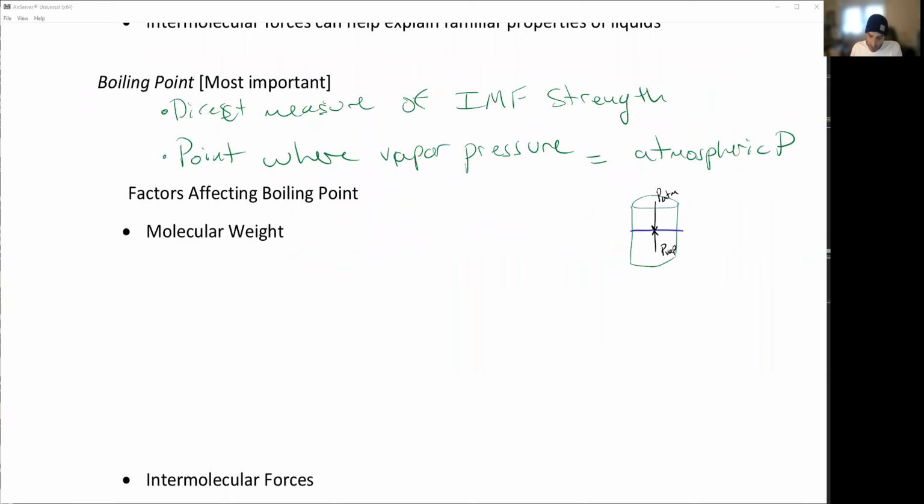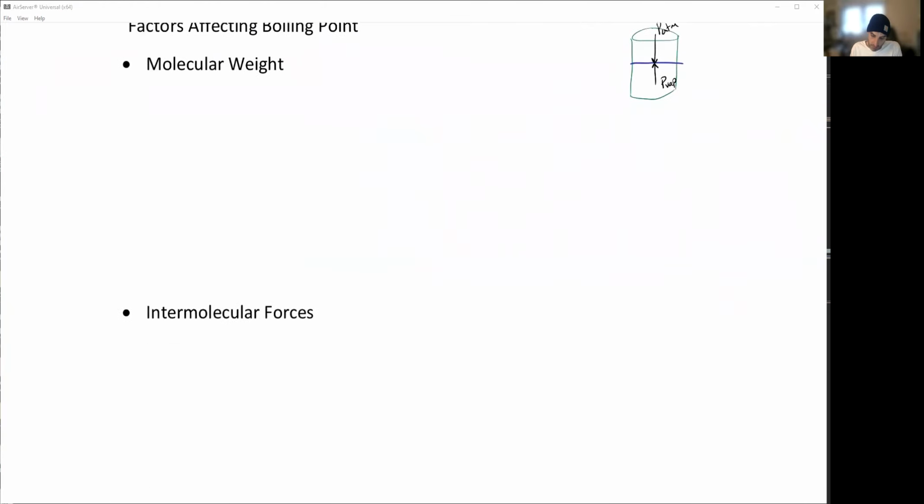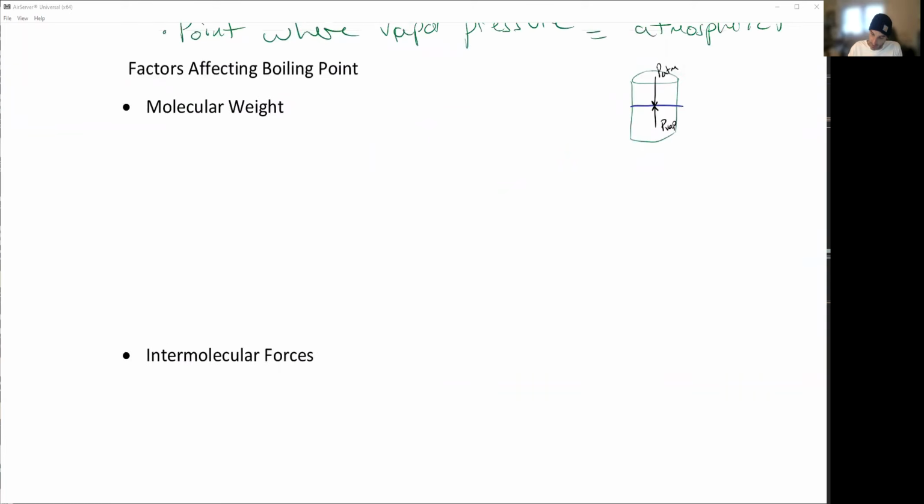So factors affecting boiling point: molecular weight and intermolecular forces. Basically, I'm just going to do the summary again. And this is really the most important thing to keep in mind when you're looking at intermolecular forces in terms of boiling points, surface tension, those types of things. So London dispersion forces, nonpolar. An increase in molar mass is equivalent to an increase in dispersion forces. Or I guess I should just say London dispersion forces.